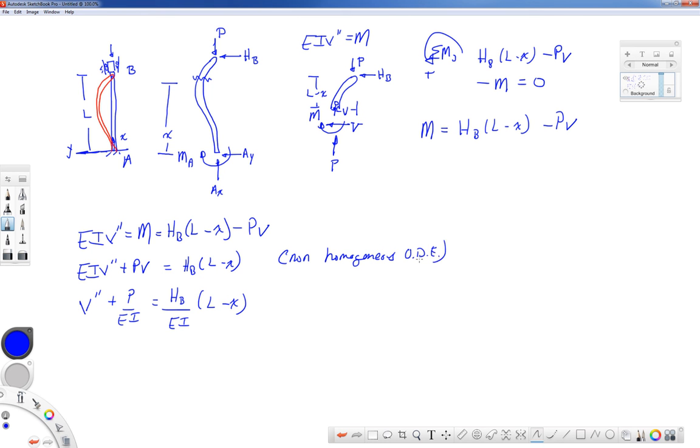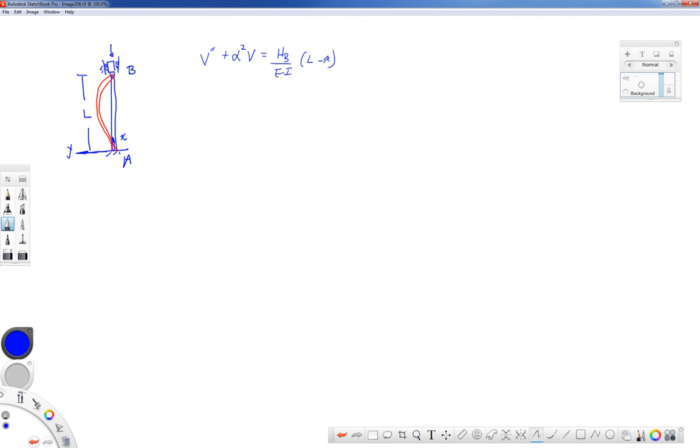So we'll look at a particular and complementary solution. Let's do our alpha squared thing again. Oops, I need a V right here. So we have V double prime plus alpha squared V is equal to HB over EI times L minus X. I'll leave my picture there for a moment. So like I said, we need a particular and complementary solution.